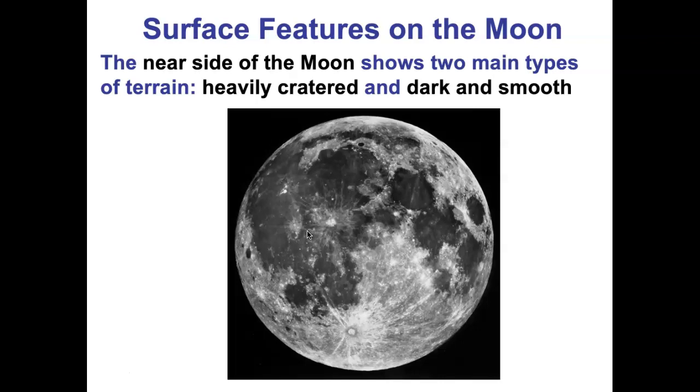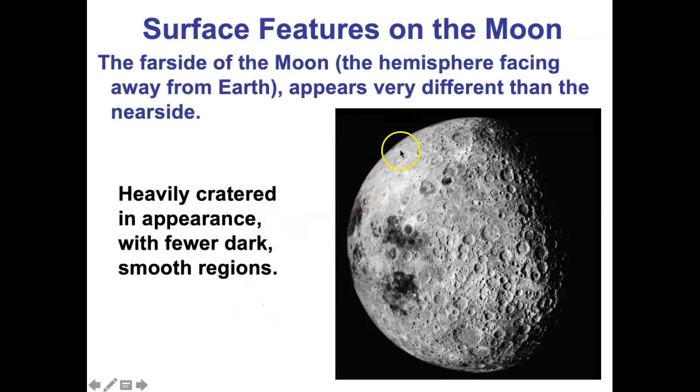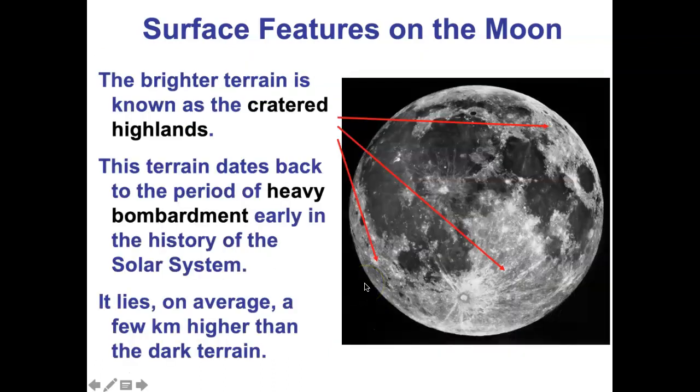When you look at the moon, there are two basic areas of the moon's surface: the light areas and the dark areas. The far side of the moon, the side that you can't see from Earth, is almost all light areas. The lighter gray areas on the moon are called highlands. They're called highlands because they are higher in elevation, but they're also rough and heavily cratered.